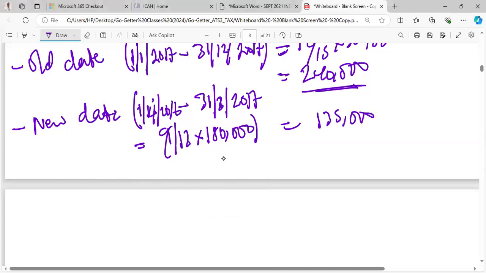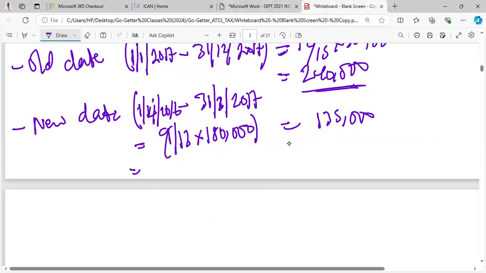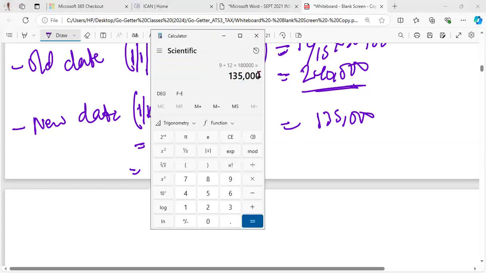135. Then we still have, we've taken 9 months. So the remaining 3 months is from this 15. So that will be 3 over 15 times 300. So of course I'm going to take this 135 and add it to whatever I have.